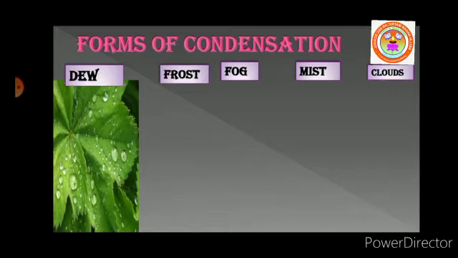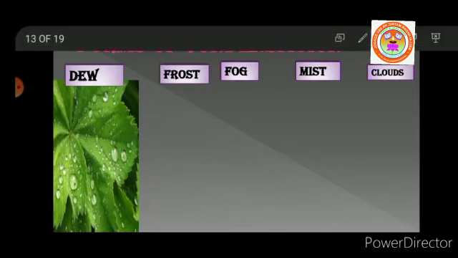Dew point temperature. What do you mean by dew point temperature? The dew point is the temperature the air needs to be cooled to. At this point, the air cannot hold more water as gas. That is called dew point temperature. Dew means small drops of water that form on a cool surface. That is called dew. Next, frost.